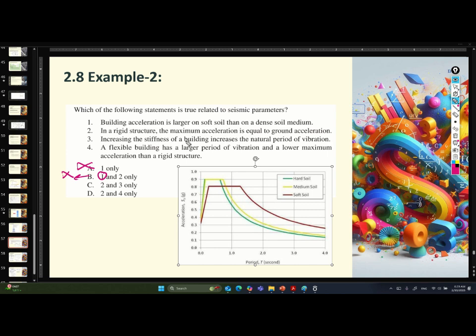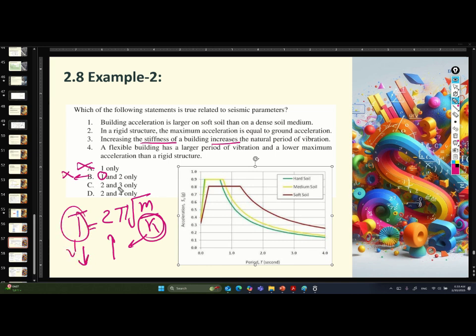Increasing the stiffness of a building, increasing the natural period of vibration. We already know the equation of the time period, the relation between the time period and the stiffness. For a single degree of freedom, it will be something like that. So if I increase my k, increasing the stiffness, the time period will decrease.